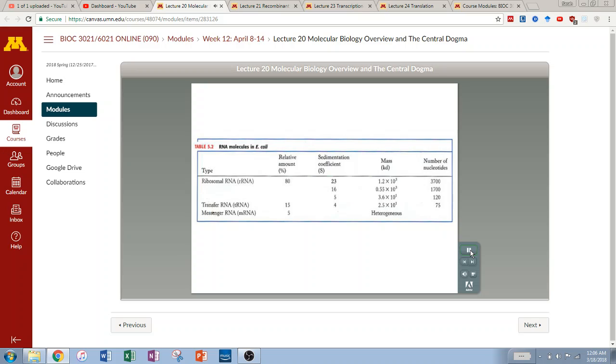The table shows that the 3 ribosomal RNA molecules constitute the largest fraction of cellular RNA, about 80%, and contain about 3,700 bases for the 23S, 1,700 bases for the 16S, and 120 bases for the 5S component. The transfer RNAs constitute about 15% of the total RNA and average about 75 bases, making them the smallest RNA molecules. The messenger RNAs represent about 5% of the total and have an average size of about 1,200 bases.